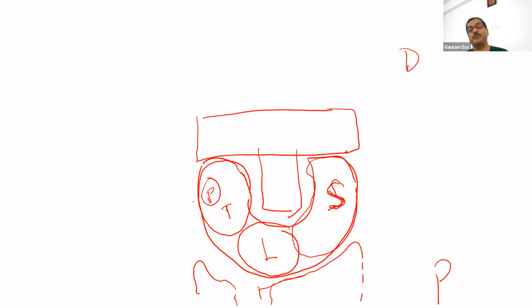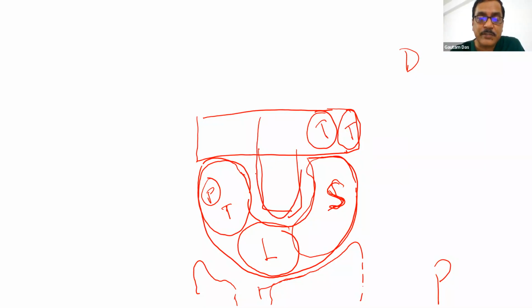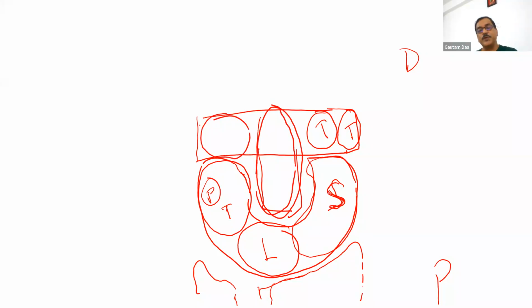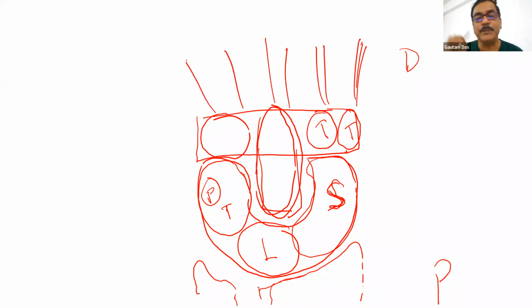And the distal row, again, we have four bones, but arranged in a straight fashion. Starting from the radial side is your trapezium, then your trapezoid, then your capitate. Capitate is a big bone, and then your hamate. Hamate is also big. So it's like a U, and over that there is a T. And then, of course, the metacarpal bones: first, second, third, fourth, and fifth.